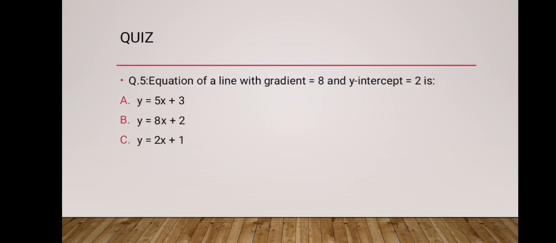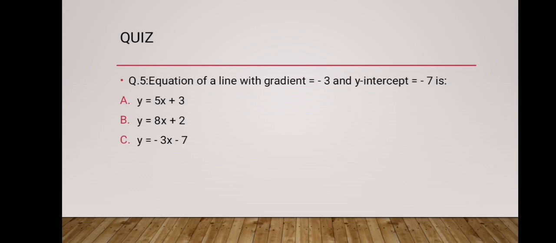Now question number 5, the equation of a line with gradient 8 and y-intercept 2. Now we have to form an equation. The gradient is given as 8 and the y-intercept is given as 2. We know that the gradient we have to attach with the variable x, so its equation is going to be y is equal to 8x plus 2. So option B is the correct option for this question.